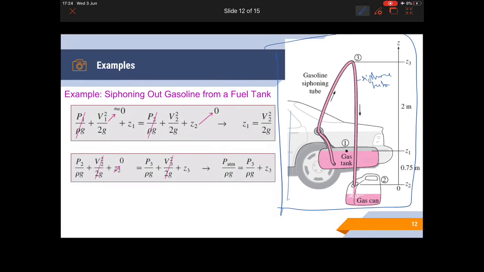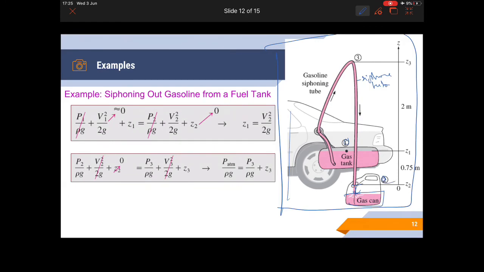According to the figure here, the gas tank has point number 1, which is at the surface of the gas in the tank. That's noted as point 1. Point 2 is at the outlet of the tube before the fuel flows to the gas can. So basically it's point 2.